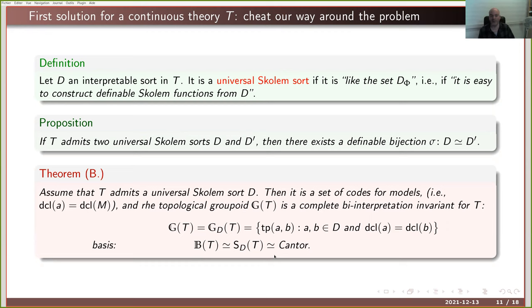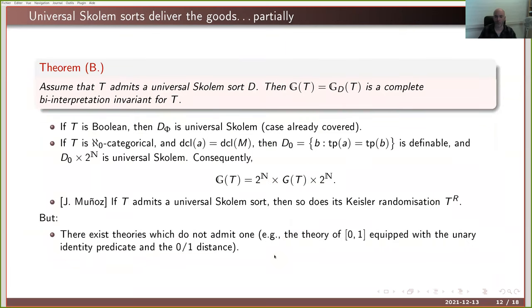So how restrictive is this? Okay, I guess I just repeated the theorem for context. If T is Boolean, that is, classical logic, then a universal Skolem sort exists. We have constructed one. I mean, that was the model for the definition. Okay, that's the case already covered.